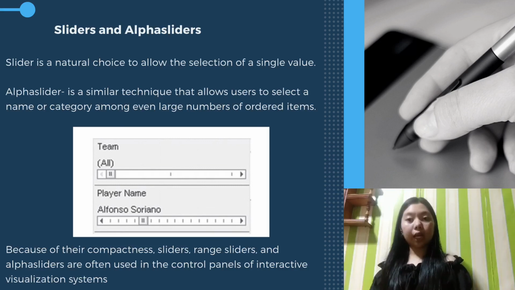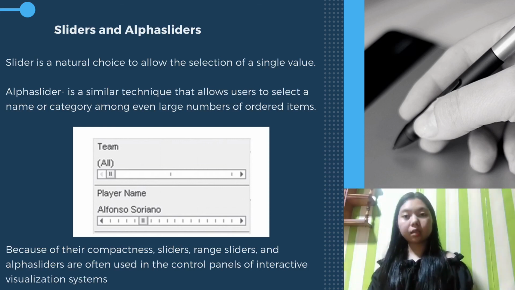Figure 8.9, an alpha slider, also called an item slider. In the Spotfire visualization tool from Tibco, the alpha slider allows users to select one item from a large number of categorical items and rapidly step through the other items.